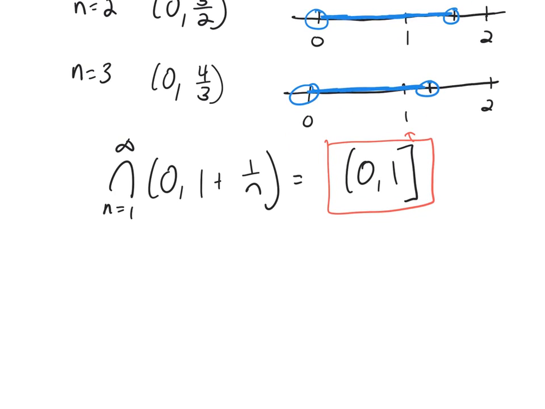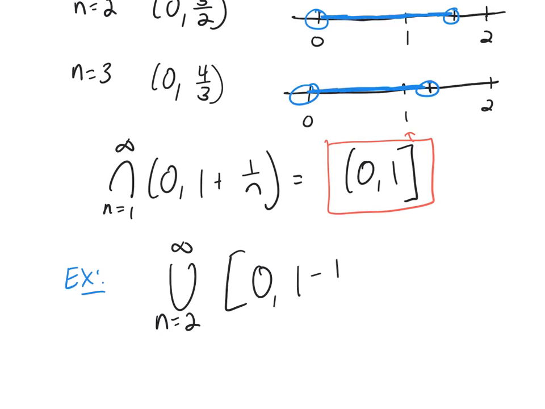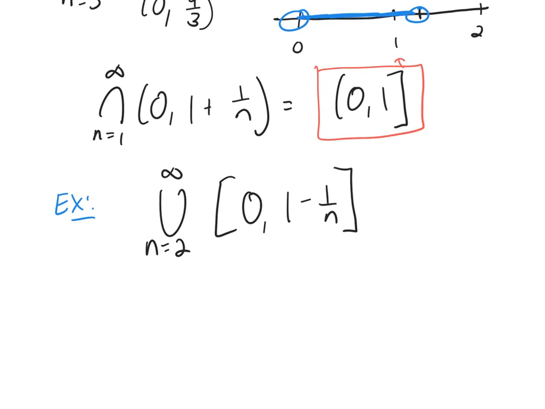Okay, let's look at a union now. So let's say I want you to find the union from n equals 2 to infinity of 0, 1 minus 1 over n. Those are both brackets. So we're going to start plugging in numbers. And my bottom index here starts off at 2, so that's the first number I'm going to plug in, n equals 2. And I'm going to get the interval 0, 1 half.